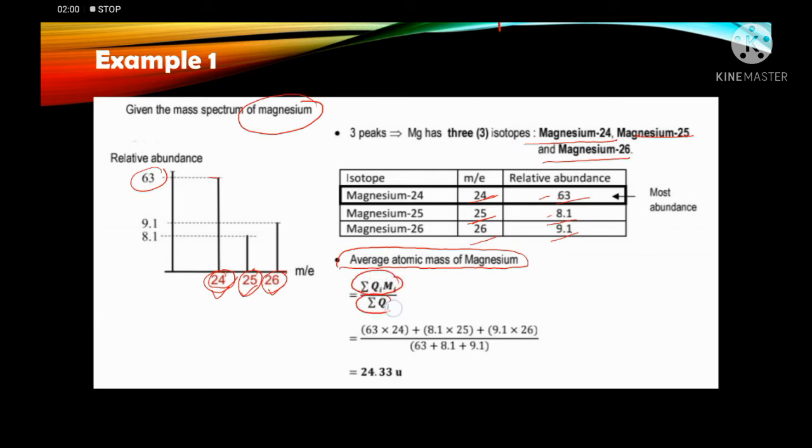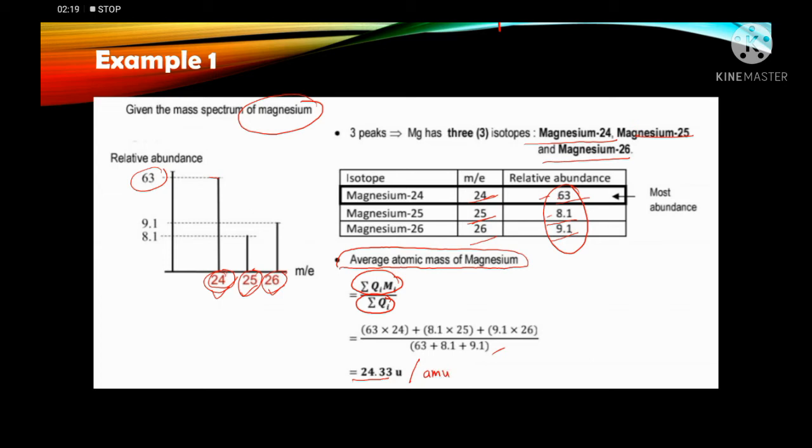Meanwhile, the sum of Q is the sum of all the abundances. So, the sum of all these. Something around here. When you do the calculation, you're going to get this value. You should try this. And don't forget to put the unit u, or you can put amu as a unit.